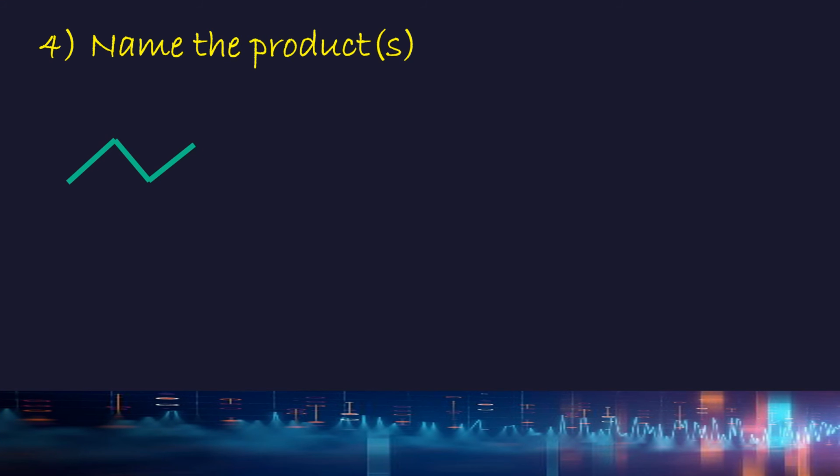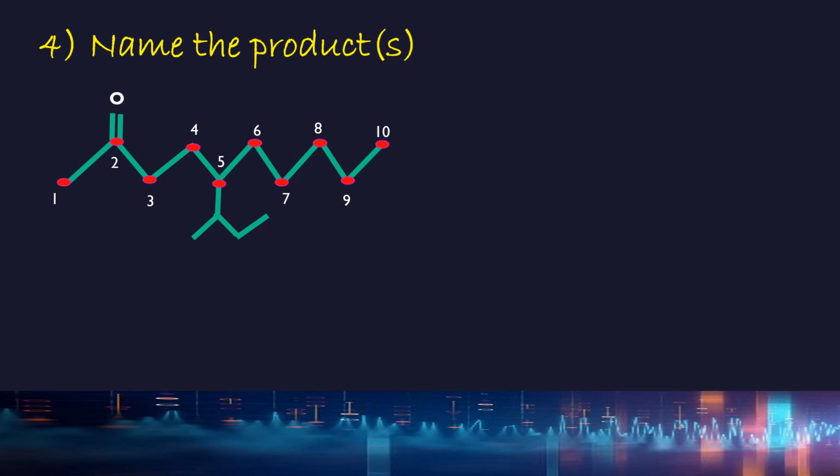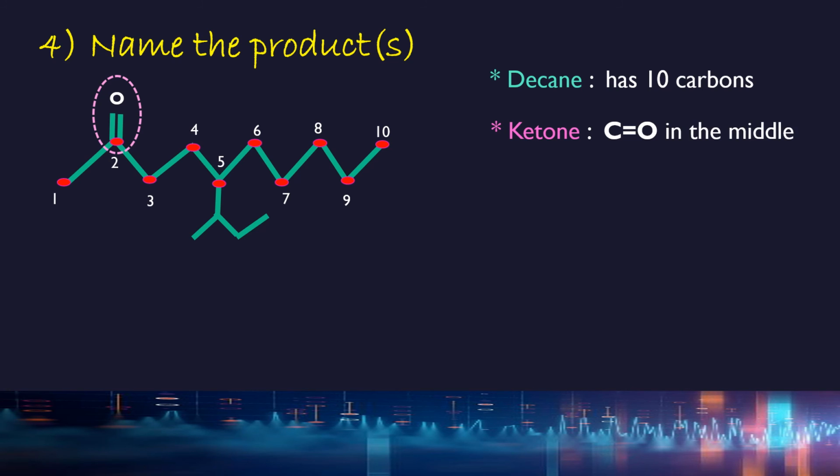Let's begin with the final product drawing from our oxidation reaction to name the product. Like before, we will work backwards in naming and start by counting the carbons in our longest chain. 1, 2, 3, 4, 5, 6, 7, 8, 9, 10, which means we have a decane. Here, we have a carbon double bonded to oxygen in the middle of the chain, which gives us a ketone.